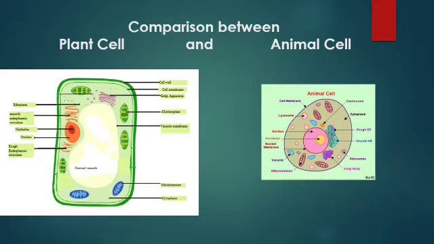Nuclear membrane, it is the outer covering of nucleus, like cell membrane is outer covering of a cell. Here also ribosomes, Golgi body, mitochondria are present, and you can see small vacuole is present. And cytoplasm, it is also scattered all over the cell.